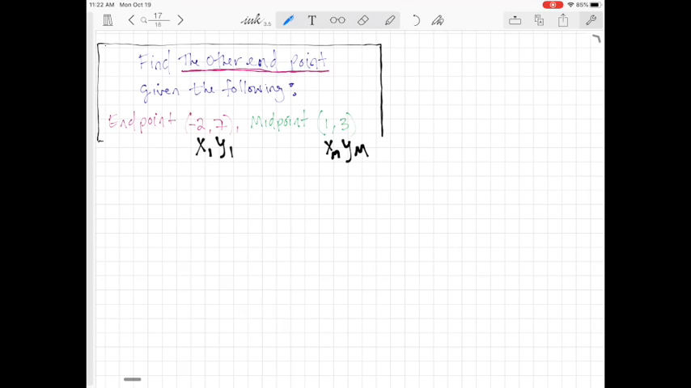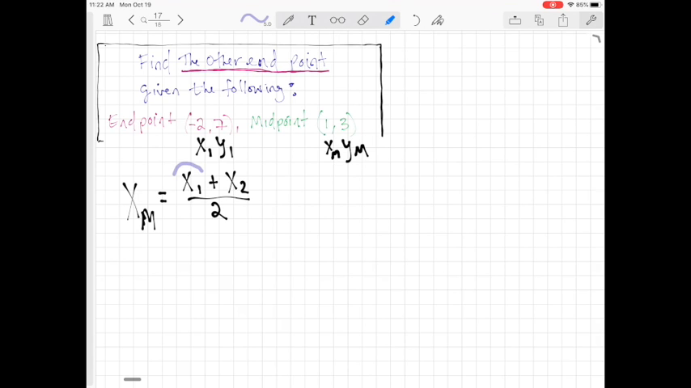So now we're going to go back to our midpoint formula, and we're going to say the midpoint is going to be to add up the x coordinates of both of our points divided by 2. But this time, we actually don't know what x2 is. What we know is x1 and the midpoint. So we're just going to plug in what we know.